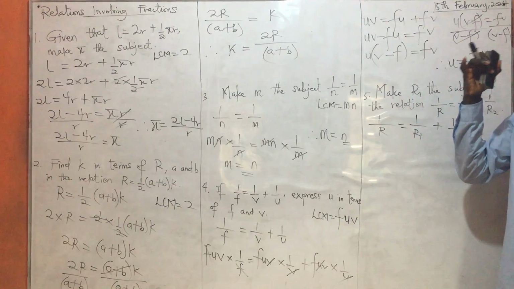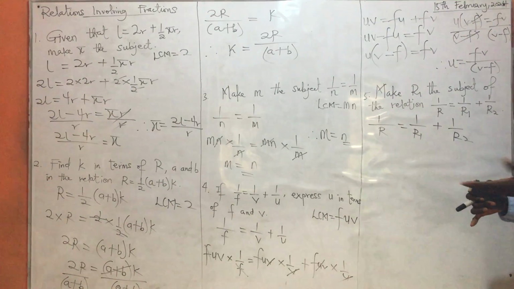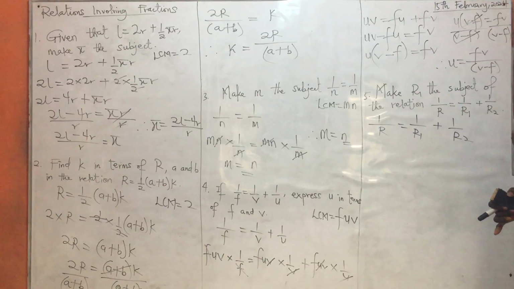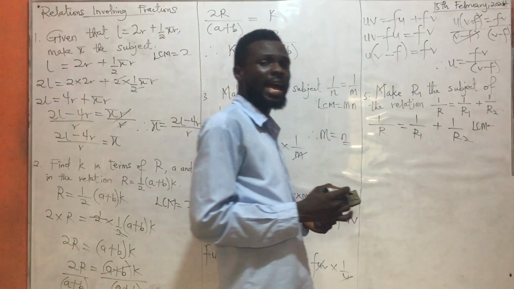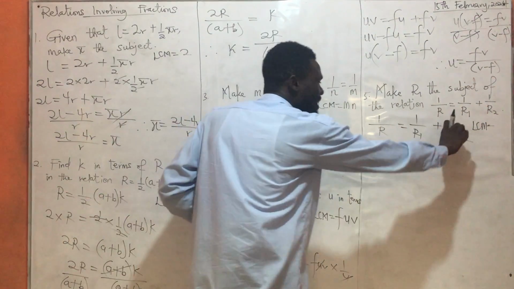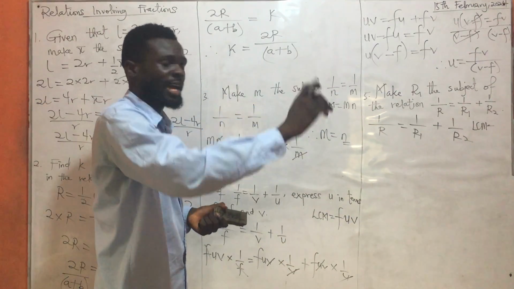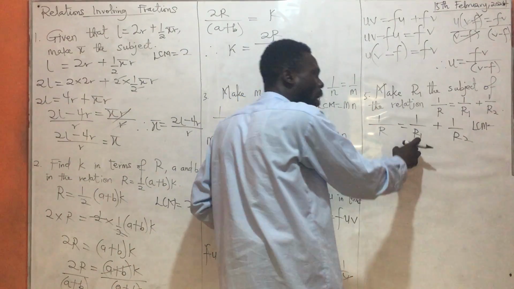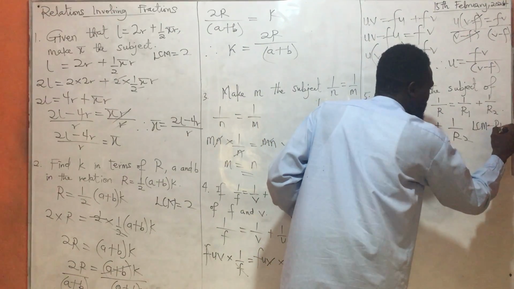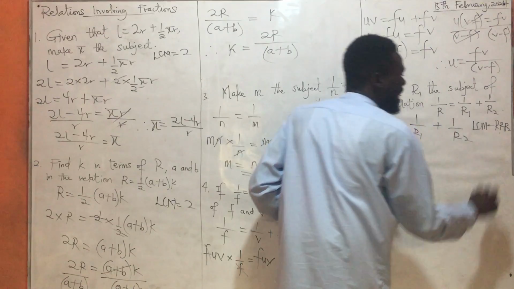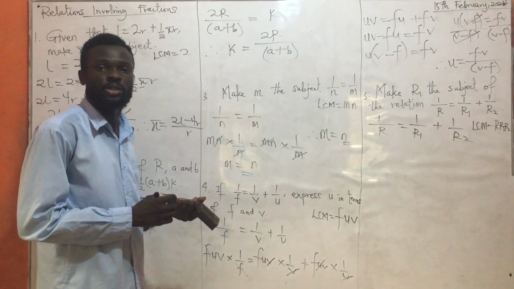Now before I even concentrate on the R1, the relation is a fraction. So I have to get rid of the fraction by finding my LCM. And what is my LCM? The denominators are variables, so multiply. R times R1 times R2 in order is your LCM. So R, R1, R2 will be your LCM.